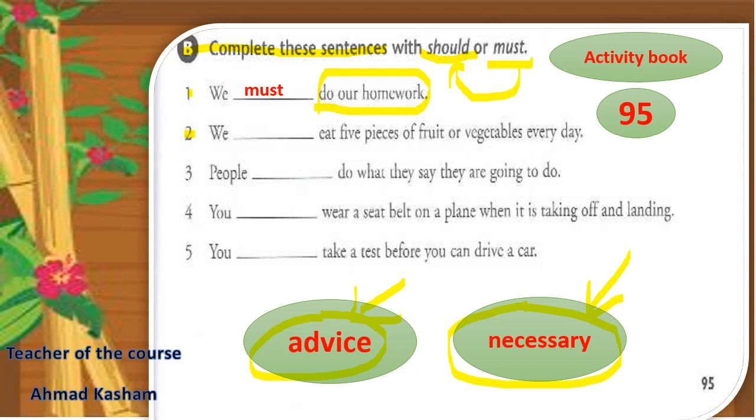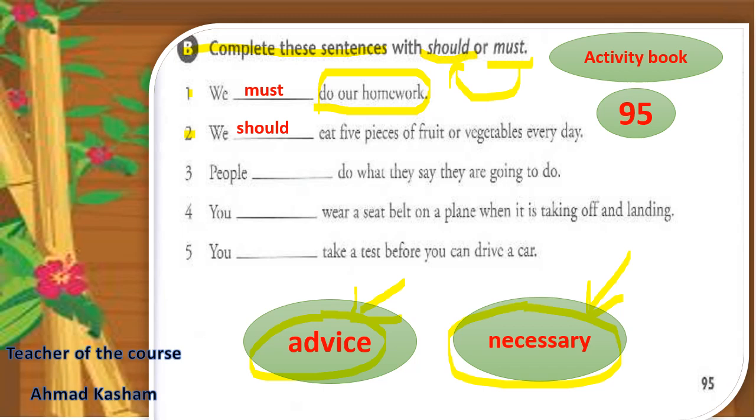Now, if you don't eat 5 pieces of fruit or vegetables for some days, is it a big problem? No. The most important is to eat a lot of fruit or vegetables. So this is more a piece of advice. So we write we should eat 5 pieces of fruit or vegetables every day.